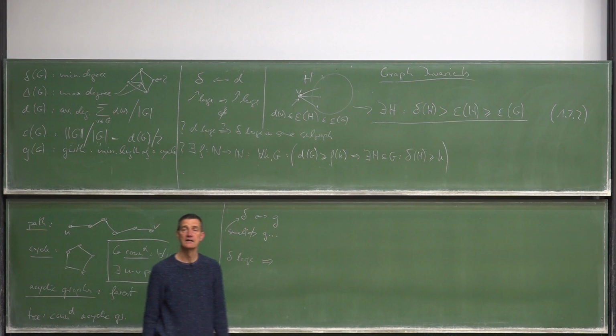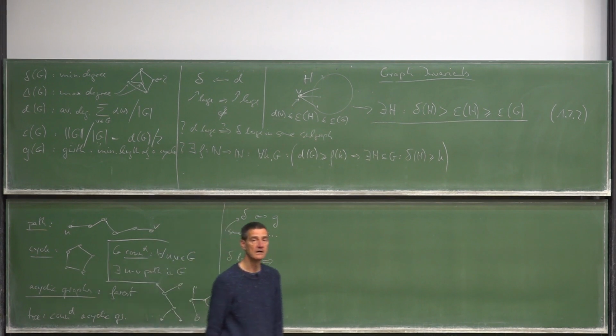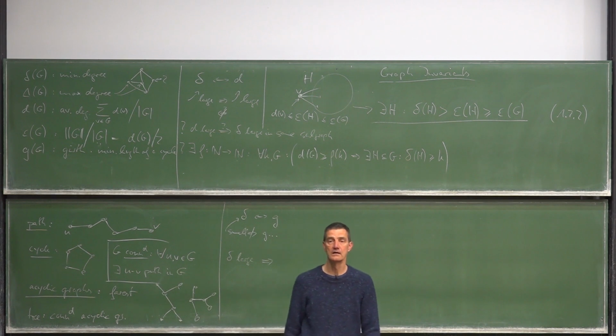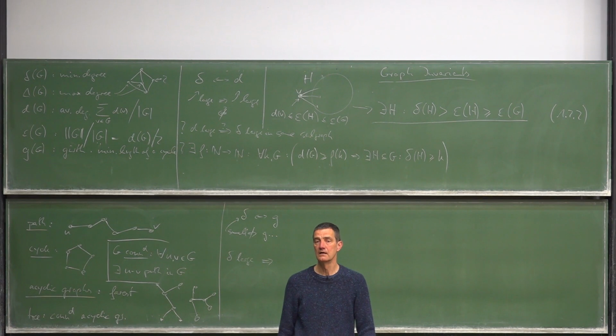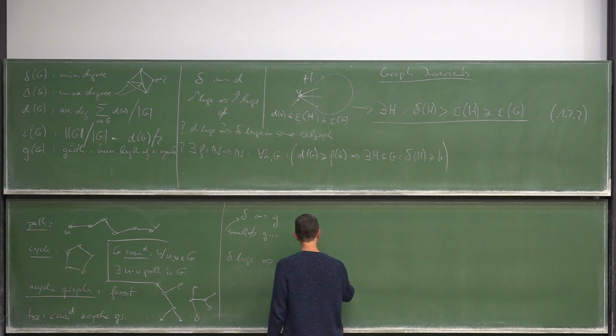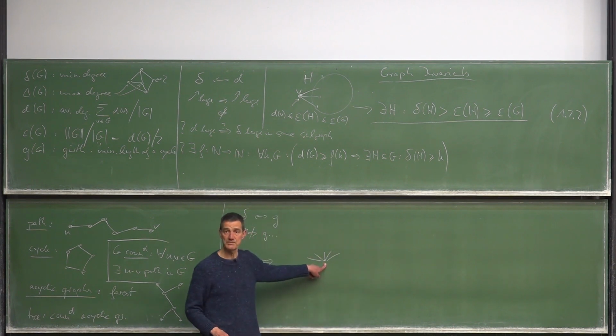I think you still can't really imply anything for G because, for example, if we imagine a lot of stars, or like one vertex in the middle and then a whole lot of... What's the min degree here? 1.